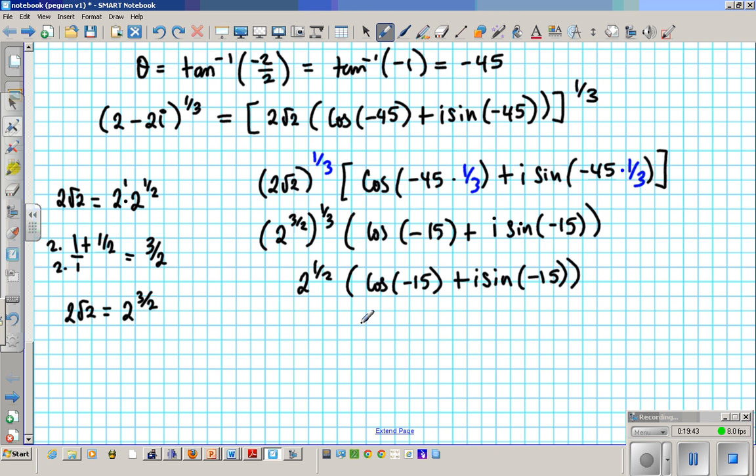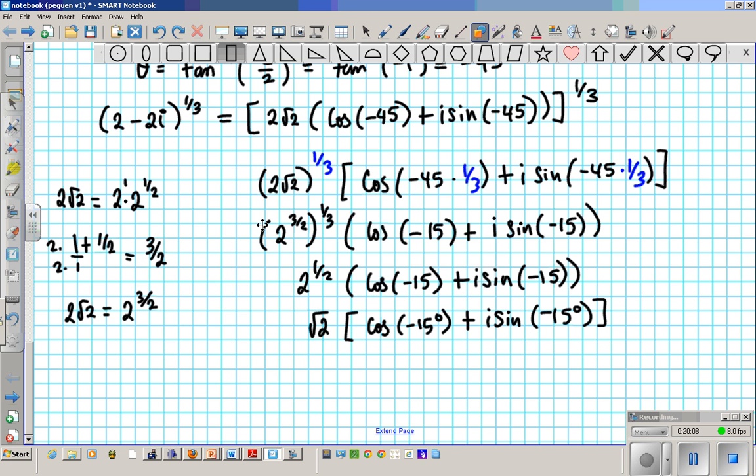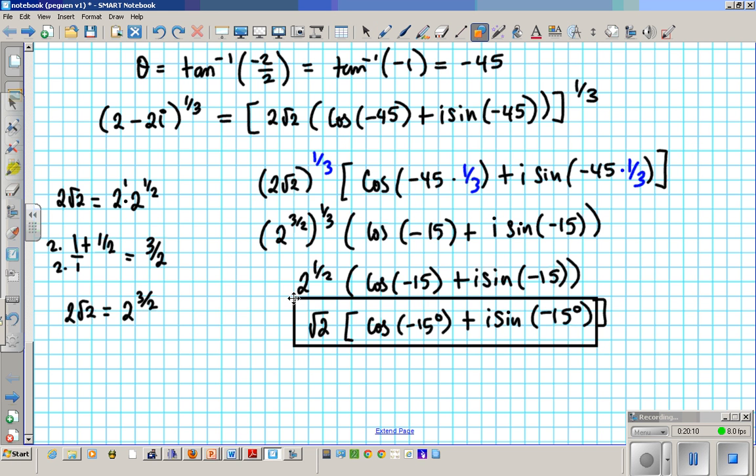If I want to express the 1/2 power as a root, the power that's the root, this is basically the square root of 2. So the square root of 2 times cosine negative 15 degrees plus i sine negative 15 degrees. Now this is your answer in polar form. This is the polar formulation of your answer.